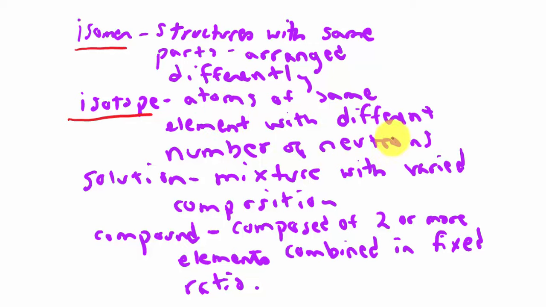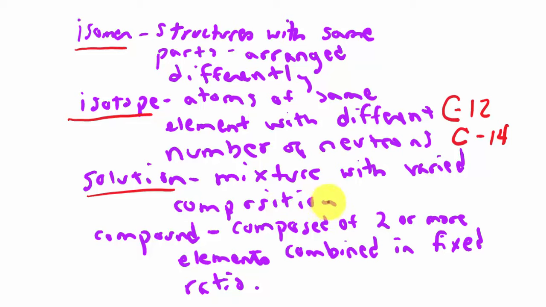So they have equal numbers of protons, but their number of neutrons may vary. For example, a carbon-12 versus a carbon-14 atom. The carbon-14 has 8 neutrons, while the carbon-12 only has 6. So their masses are different, but they're still both carbon. A solution is any mixture where one substance dissolves into another, and these mixtures can have varied composition.